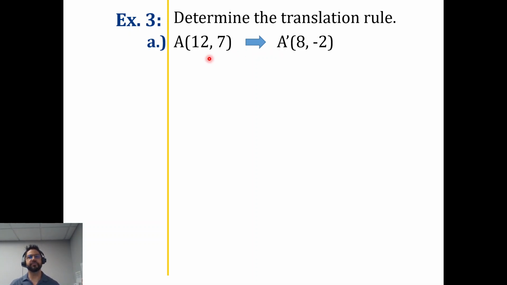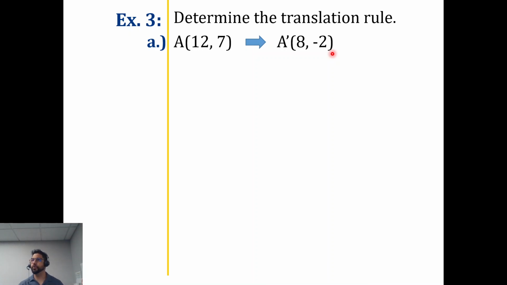So you need to ask yourself, how does a 12 become an 8? And how does a 7 become a -2? Going to give you guys about 30 seconds to communicate with your partner. How do those numbers change? 15 more seconds. Two, 1, 0.